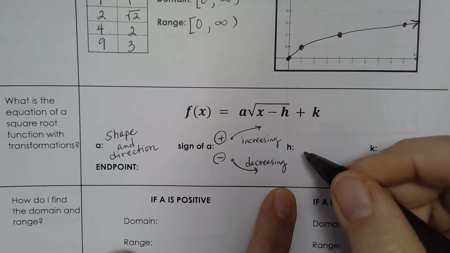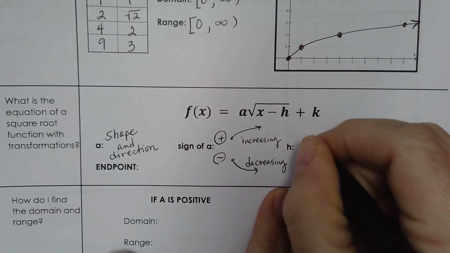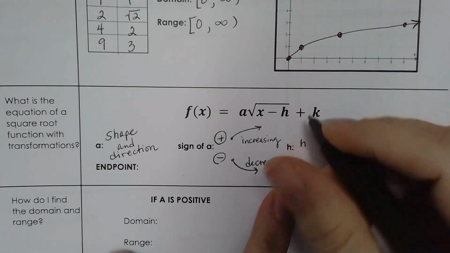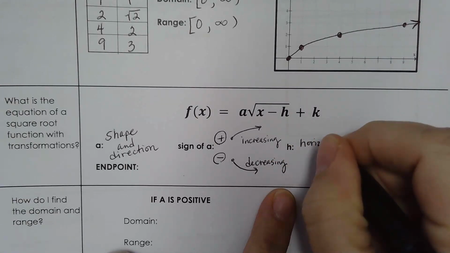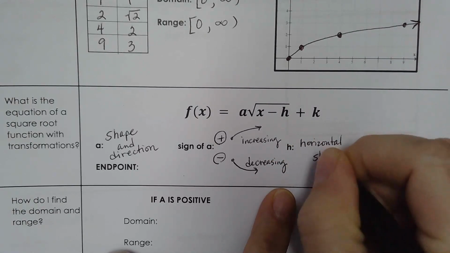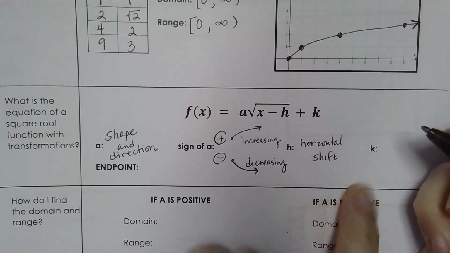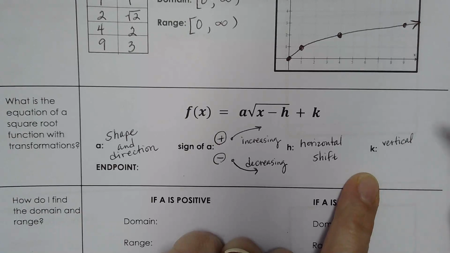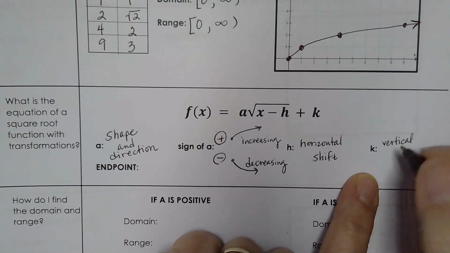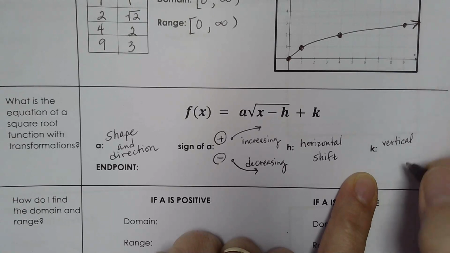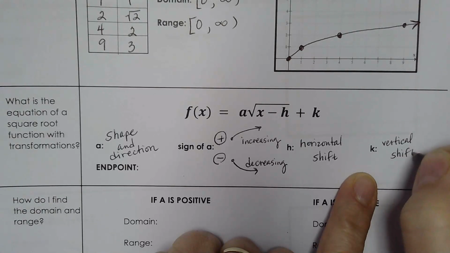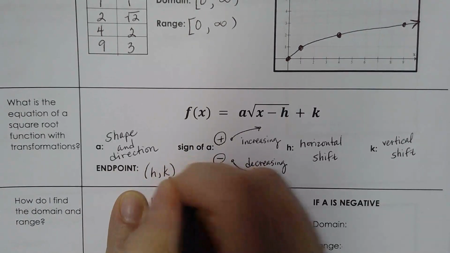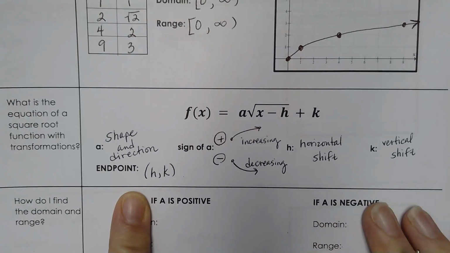H is in charge of horizontal shift, so sliding the endpoint right and left, horizontal shift. And K is in charge of vertical shift, so not vertical shape changes or vertical direction changes, but instead sliding the whole graph up and down, vertical shift. Your endpoint is (h, k). Okay. So in general, this is true of everything.